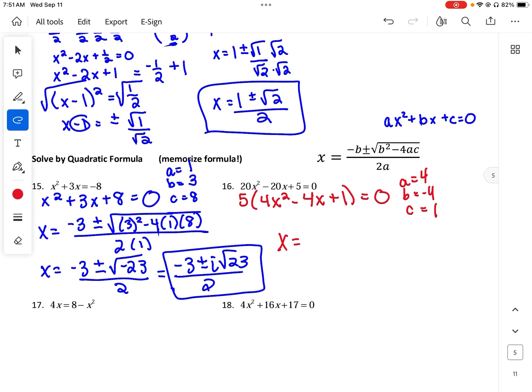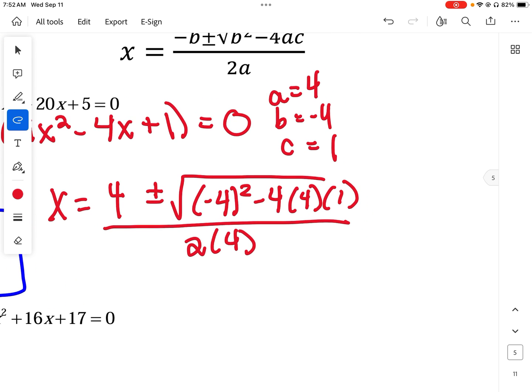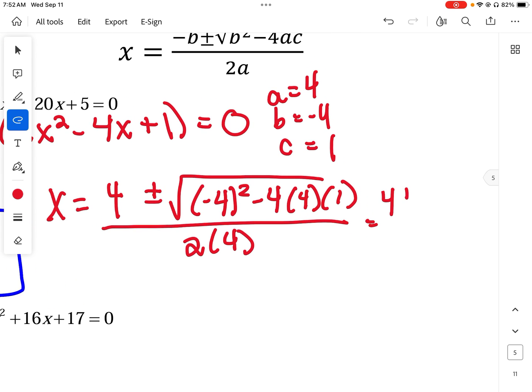So x equals negative b, so it'd be a positive 4, plus or minus the square root of b squared minus 4 times a times c, all over 2a. Okay, so we need to simplify. So this is 4 plus or minus.